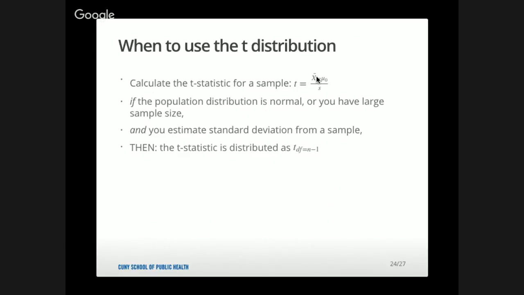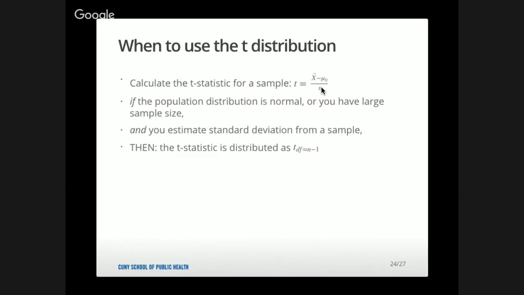Then our one sample t statistic will be the mean of this sample divided by the theoretical mean under this null hypothesis and divided by our estimated standard deviation from the sample. And you can use this if either the population distribution is normal or you have a large sample size.